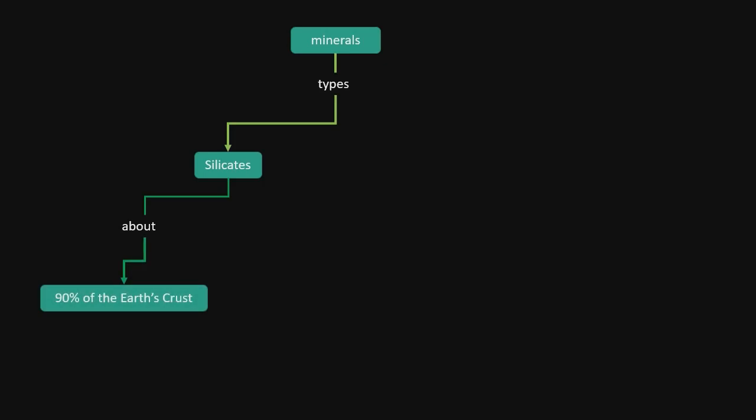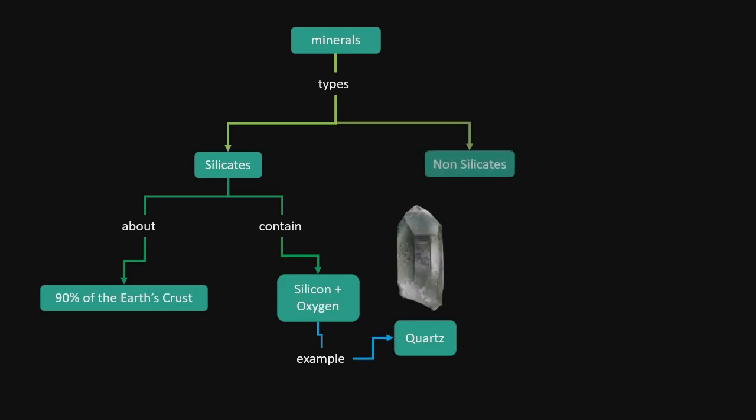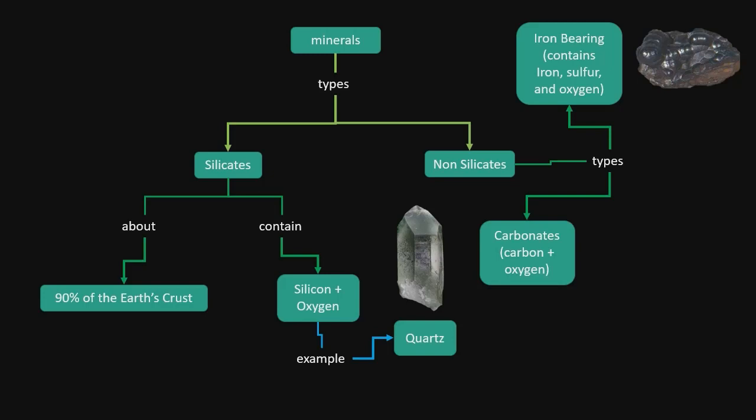Now we will be moving on to the two major classifications of minerals. One is silicates, and silicates make up about 90% of the Earth's crust. This one contains silicon and oxygen. An example of this is quartz. Another one is called non-silicates. When we speak of non-silicates, the types are iron-bearing, which contains iron, sulfur, and oxygen. The other type is called carbonates, that is carbon and oxygen. An example of this is calcite.